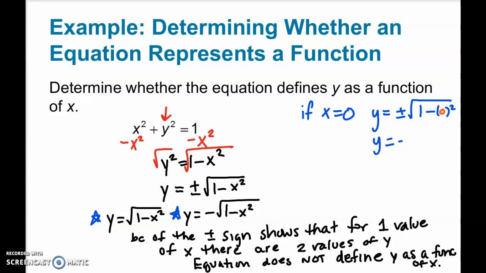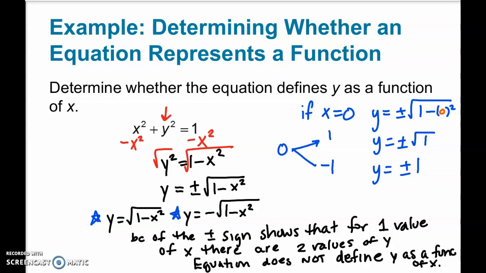So we get y is equal to plus or minus the square root of 1. And taking the square root of 1, we would get 1. So when x is 0, we end up with two ordered pairs. We end up with (0, 1), and we end up with (0, negative 1). So it wouldn't fit our definition of a function. So then we would say the equation does not define y as a function of x.